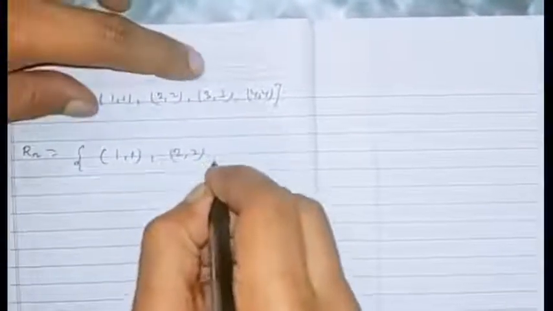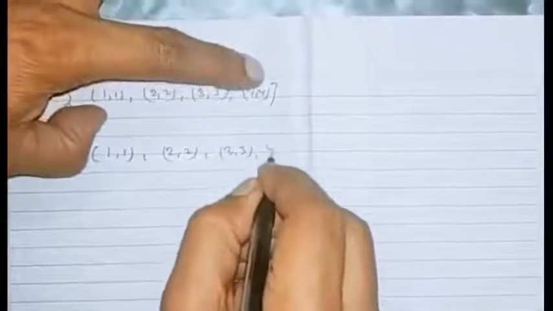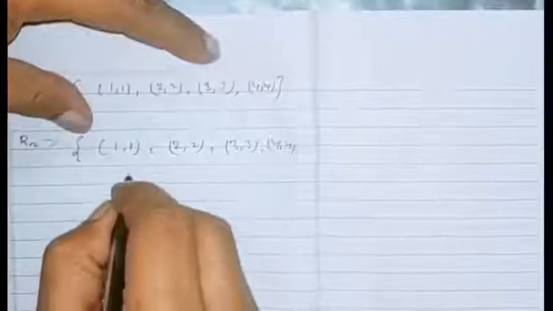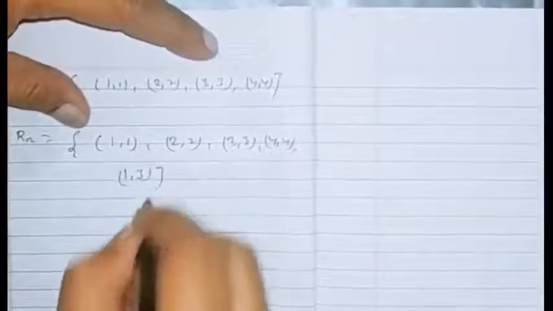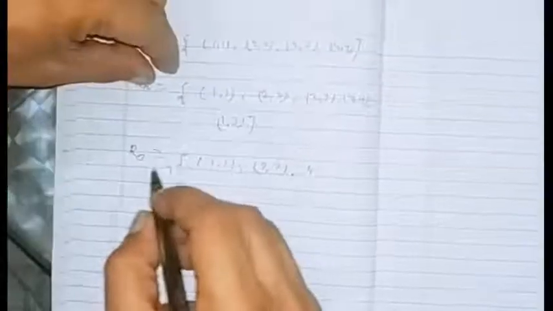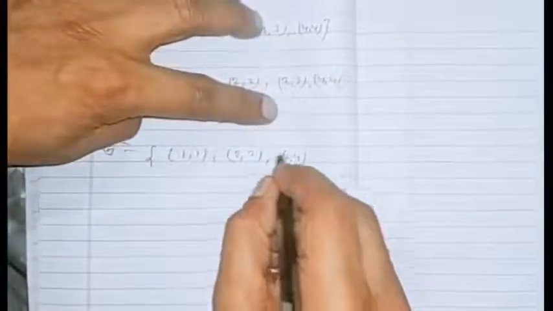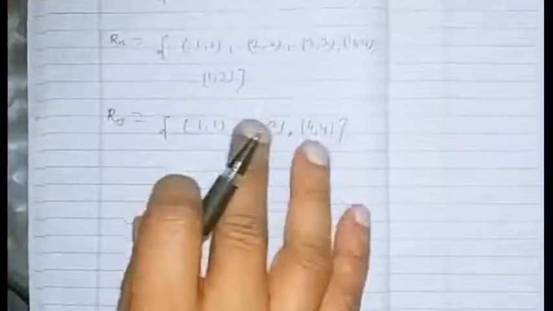R2 is equal to {(1,1), (2,2), (3,3), (4,4), (1,3)}. R3 is another relation established here: R3 is equal to {(1,1), (2,2), (4,4)}. These are the three relations R1, R2, R3 we have established on set X.